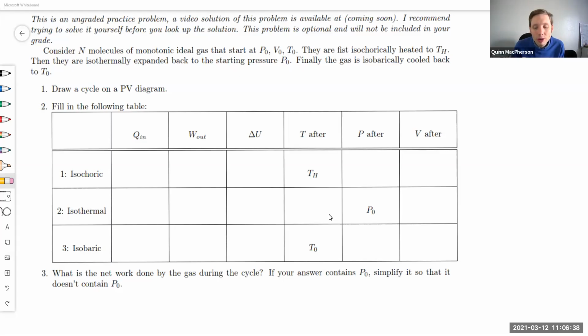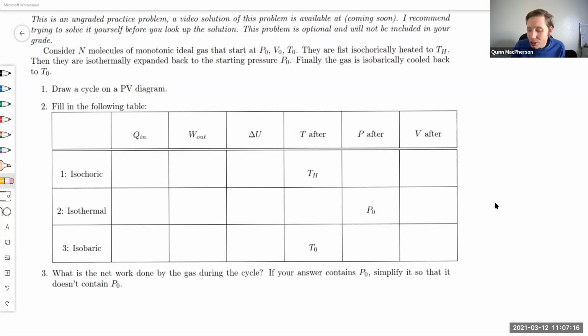Hello. In this video, I'm going to show how to solve this problem involving a thermodynamic cycle. So we're told that we have n moles of a monatomic ideal gas that starts at P0, V0, T0. So pressure, volume, and temperature initial. They are first isochorically heated to the hot temperature, T_H. Then they are isothermally expanded back to the starting pressure, and finally, the gas is isobarically cooled back to T0.